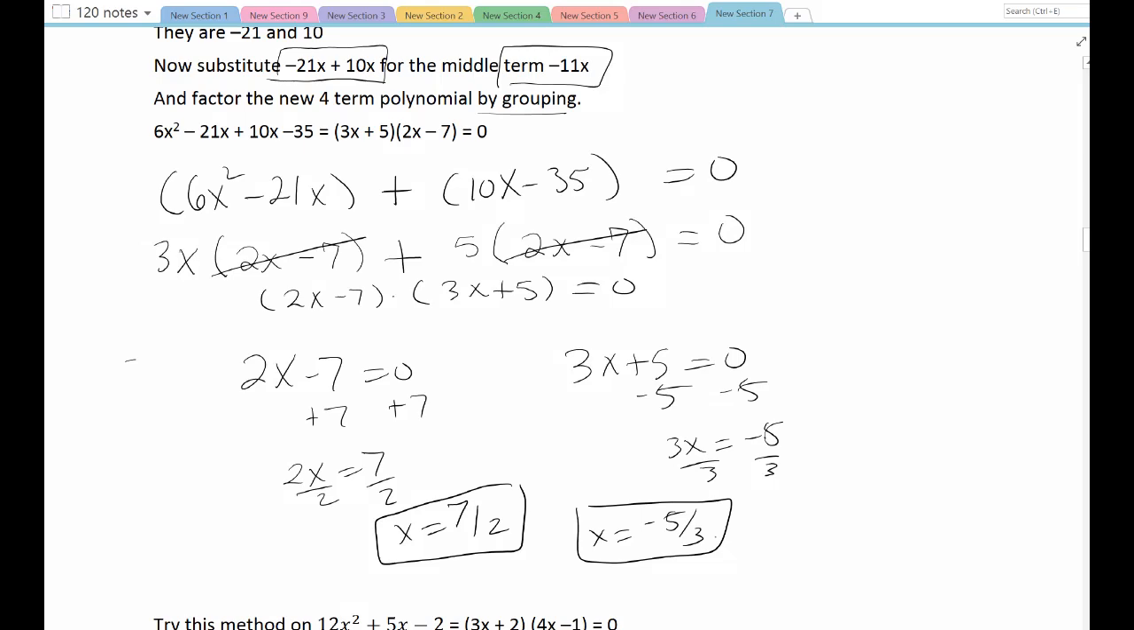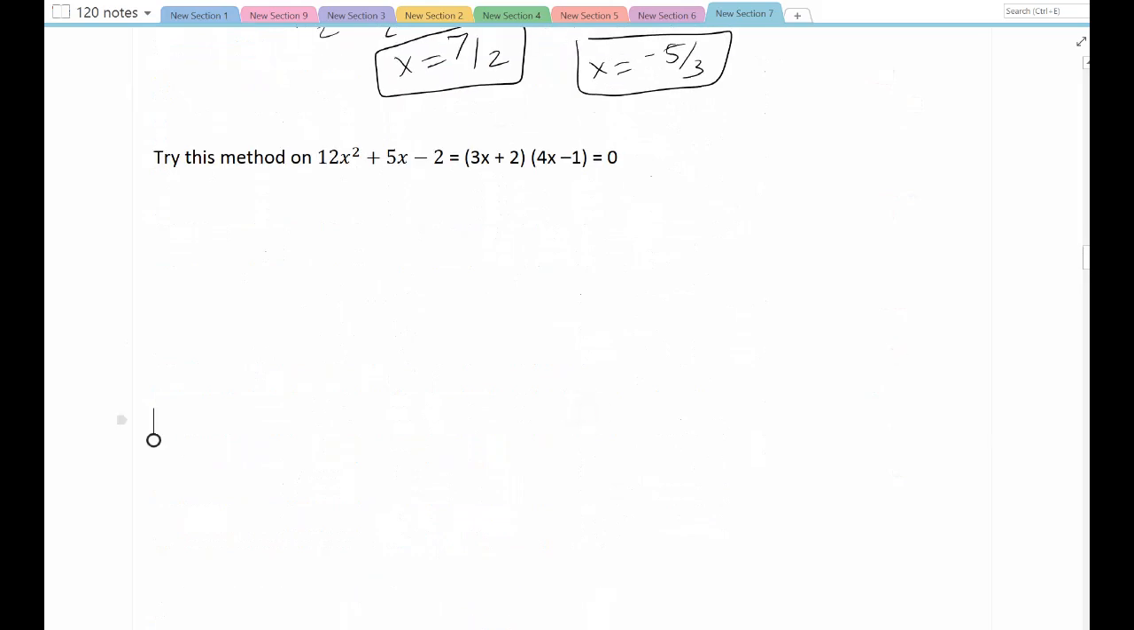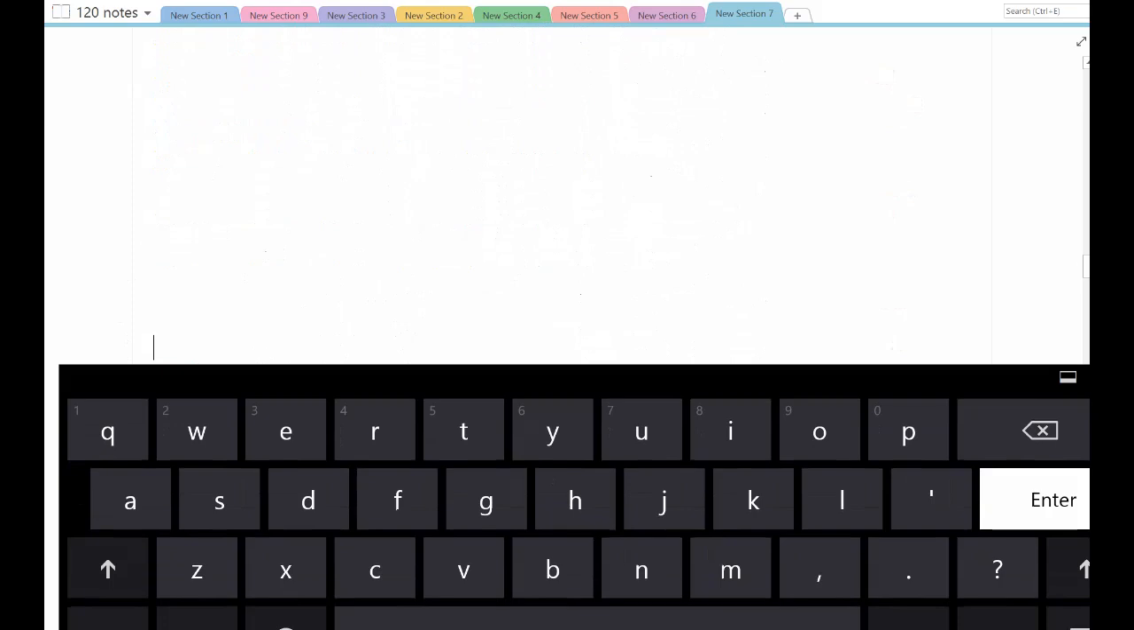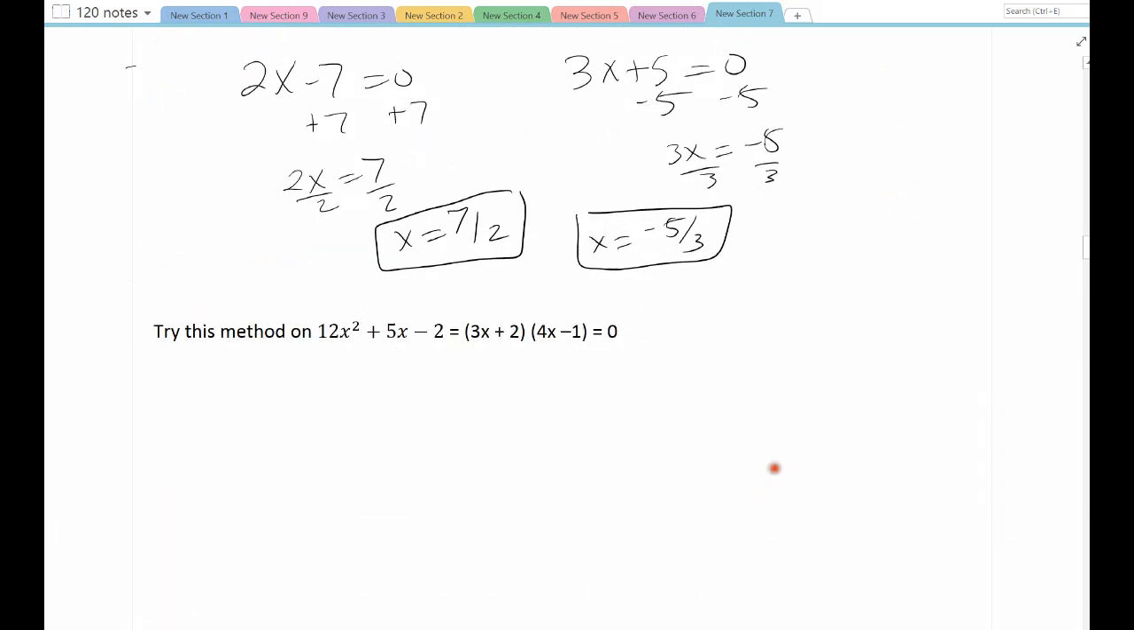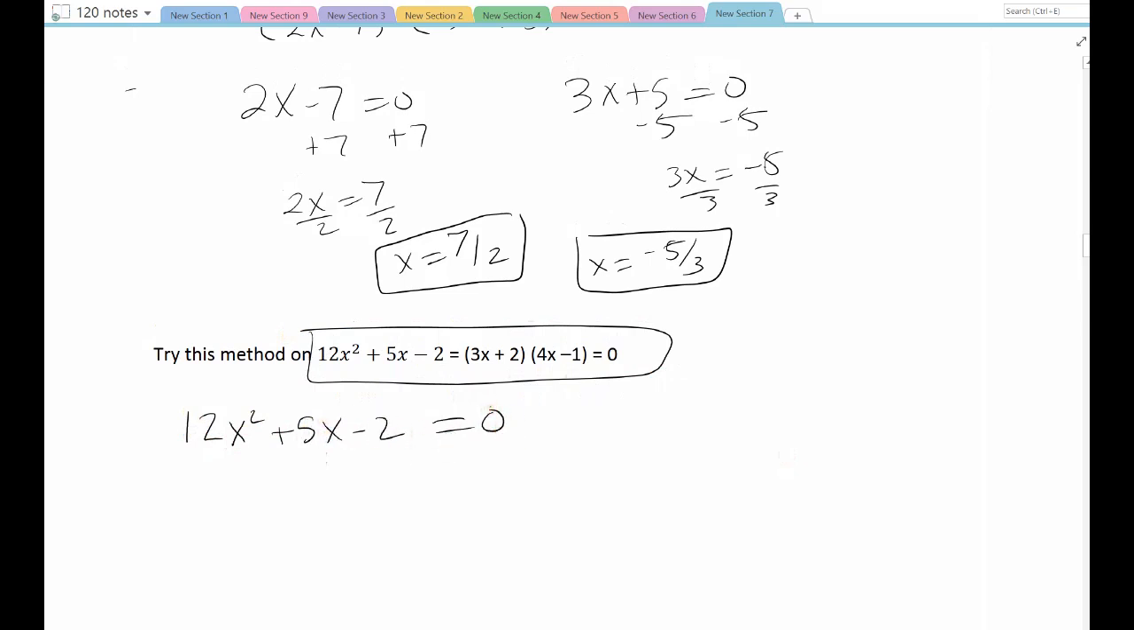I'm going to use the grouping method on the next example, which again I might give myself a little more room than I've given myself here already, just to make sure I don't run out of space. All right, so I already told you what it factors into, but I'm going to use the method to show you it does. So I start out with my 12x squared plus 5x minus 2 equals 0.